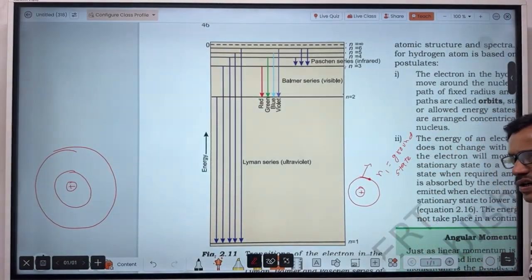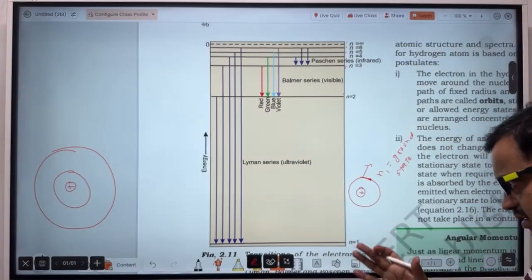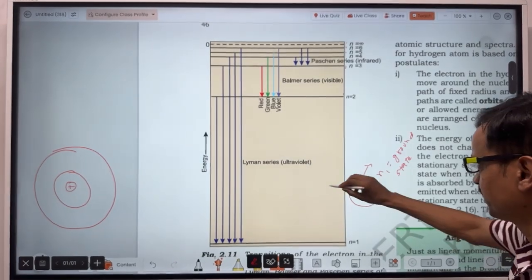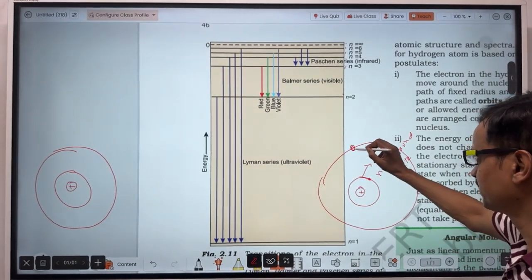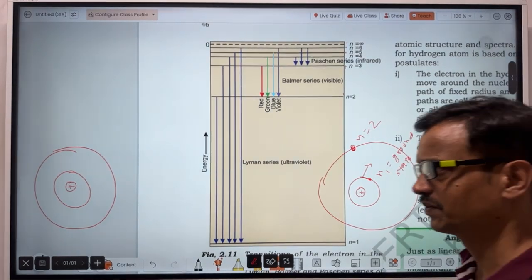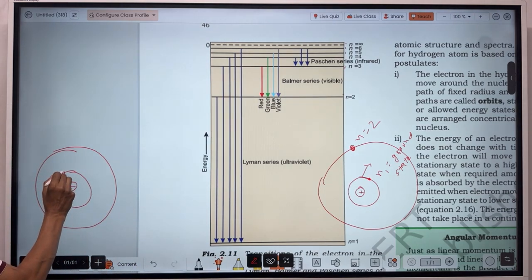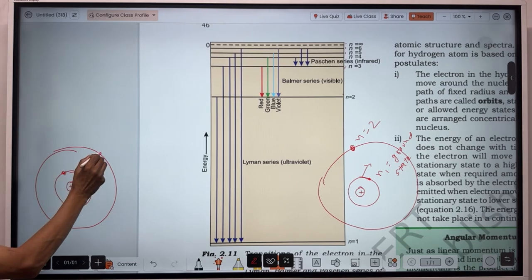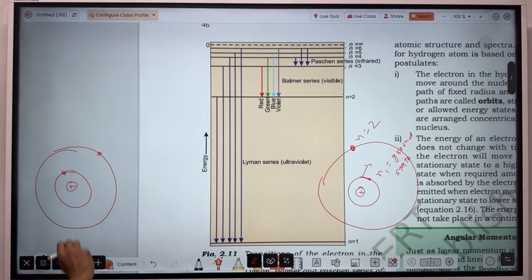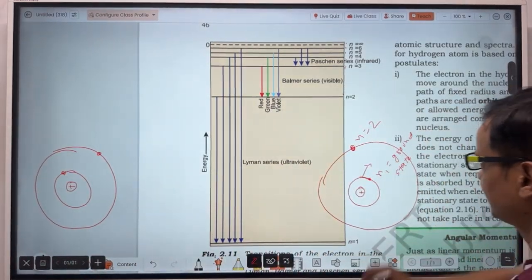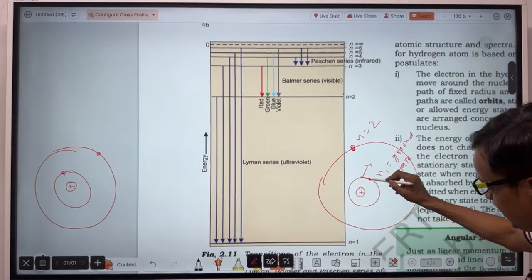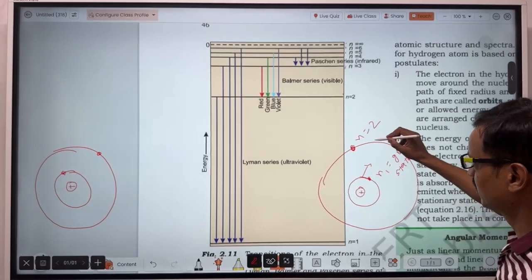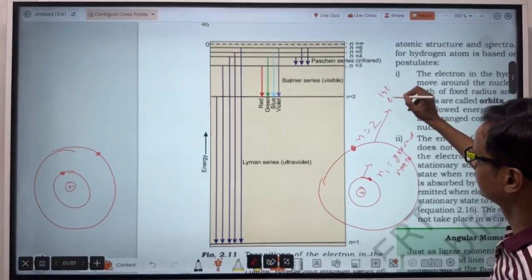When energy of sufficient value is provided to the hydrogen atom, the electron will jump into the next energy level, that is, n equal to 2. When the electron revolving in the first shell receives energy, it jumps into the second shell, and that is called the first excited state.